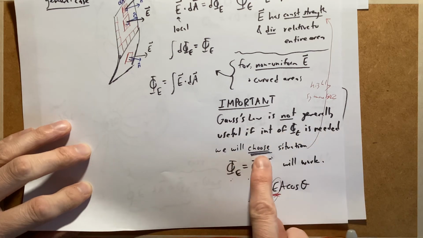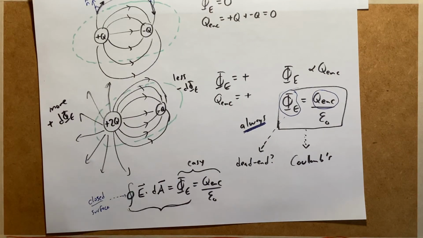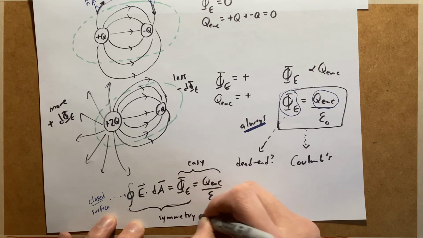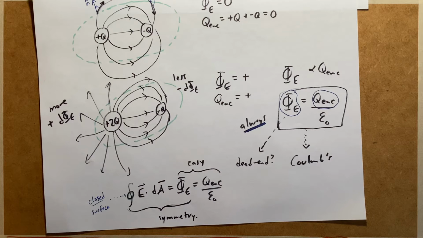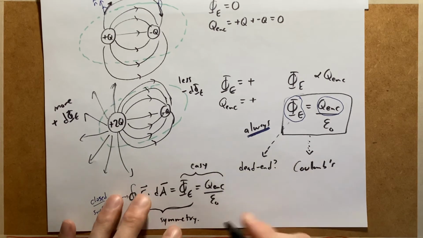We want to be able to choose a situation where we can get from flux to field, okay, very quickly. So this actually requires a high degree of symmetry in order to actually do that. And I'll show you those. They're going to be the topic of the next couple videos.